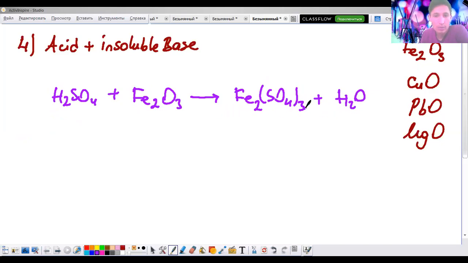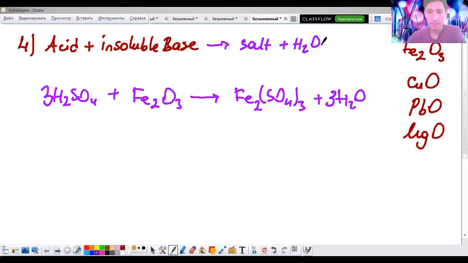So balance it. How to balance? Three sulfates here, just one sulfate, so you need to put three. Three oxygen, just one oxygen, so you need to put three iron, and they are balanced. So the rule: acid plus insoluble base produce salt and water.